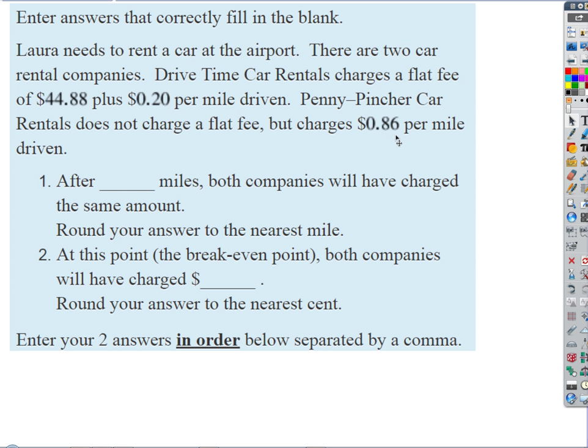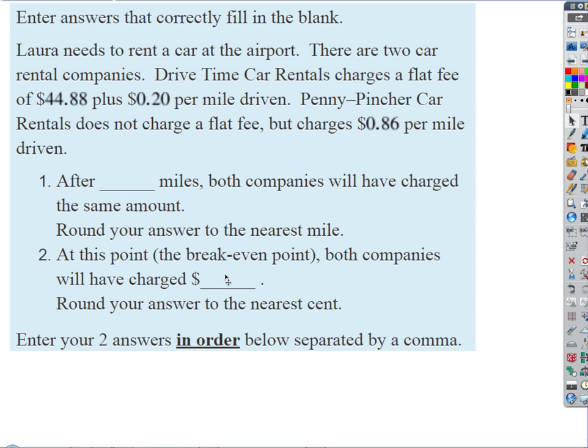We want to set up a 2x2 linear system with two equations and two variables, or two unknowns, and solve that in order to answer these two questions. After blank miles, both companies will have charged the same amount. So one unknown is how many miles have we driven? And then the other question is asking, at this break-even point, both companies will have charged how many dollars? And so the other unknown is the price.